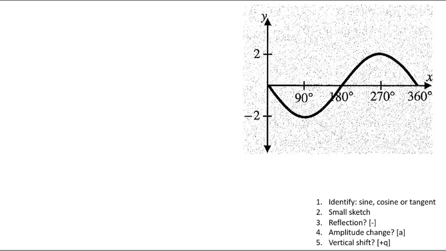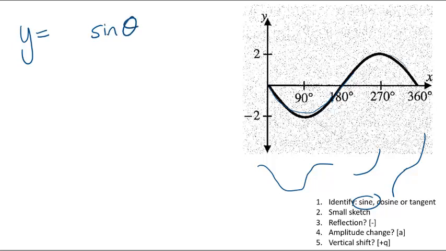Based on the shape, we know that it's a sine graph because I can see both a bottom loop and a top loop. A cos graph would look like that, and a tangent would look like that. So I now know, yes, this is a sine graph. Y is equal to sine of theta.